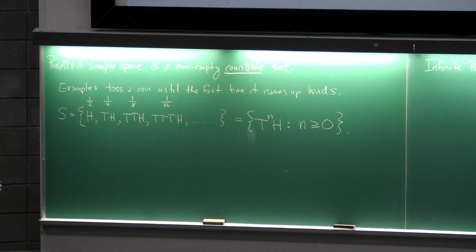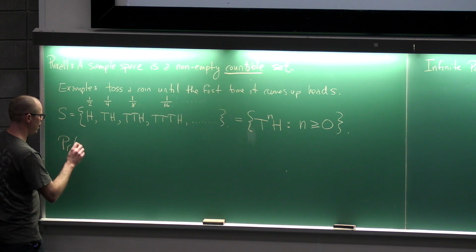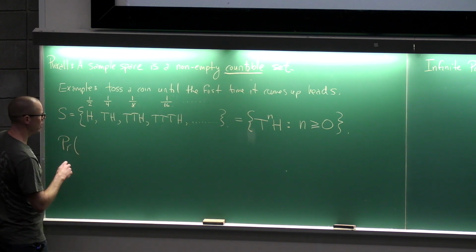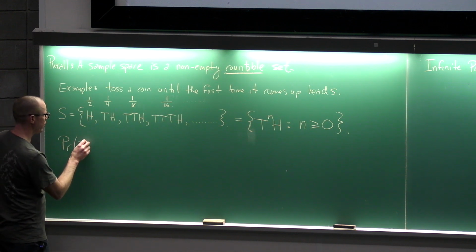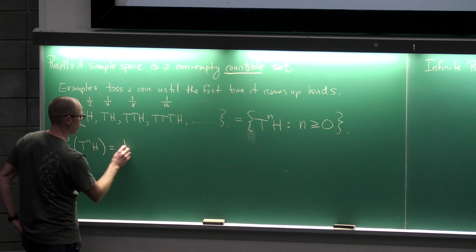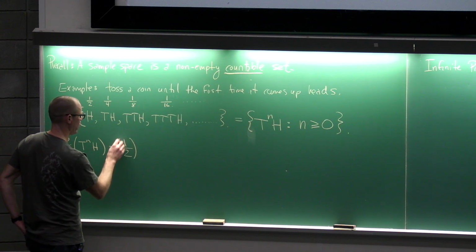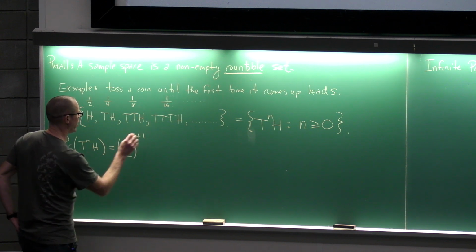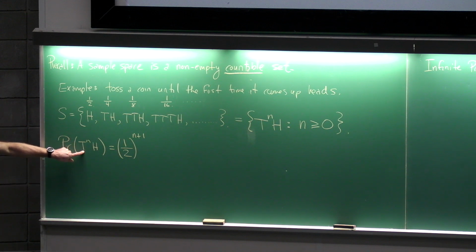And so that says, actually, if we extrapolate here, that the probability of this outcome, t to the n h, is 1/2 to the n plus 1. Right? n tails in a row, followed by that last head.